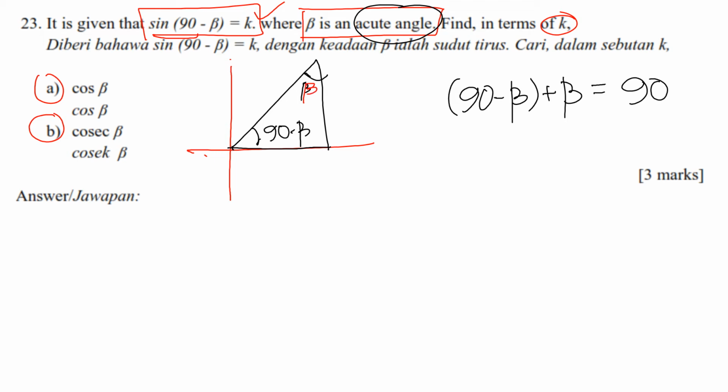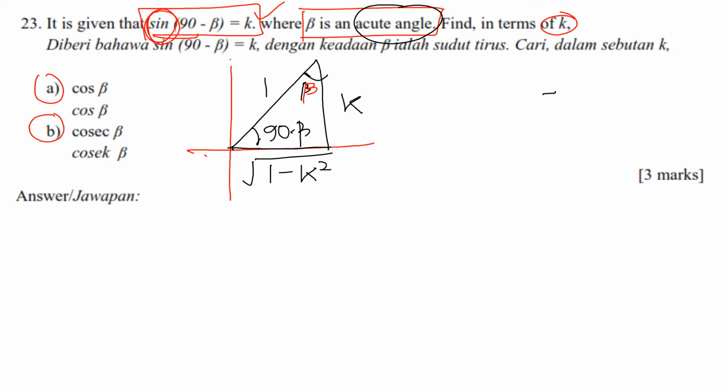So sine of 90 minus beta equals k. What is the ratio for sine? It is opposite over hypotenuse. Therefore you will get this one as k, opposite and hypotenuse. For your adjacent, it should be the square root of 1 minus k squared. Settle this one first. Make sure that you understand this before you proceed.